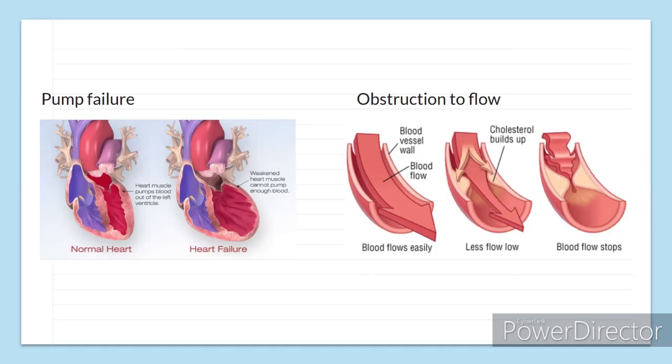And then you can see in this picture, it's showing a normal blood vessel as compared to one that's being obstructed. So you can see in the normal blood vessel, there's no plaque buildup, so the blood is able to flow easily. But in this picture, there's cholesterol buildup, which is a specific type of plaque buildup, and this is impeding the blood flow and it's leading to less blood flow.